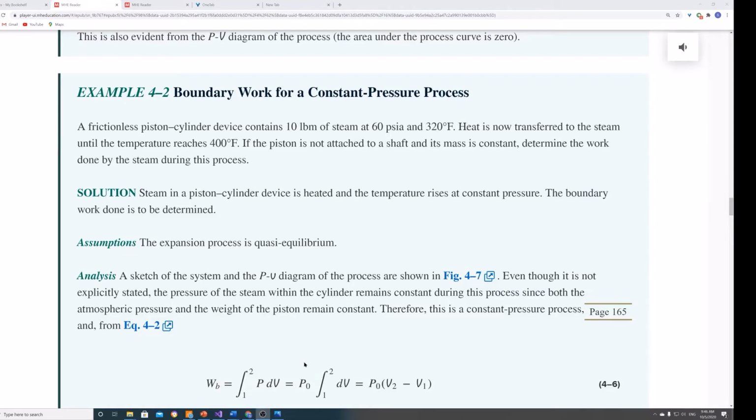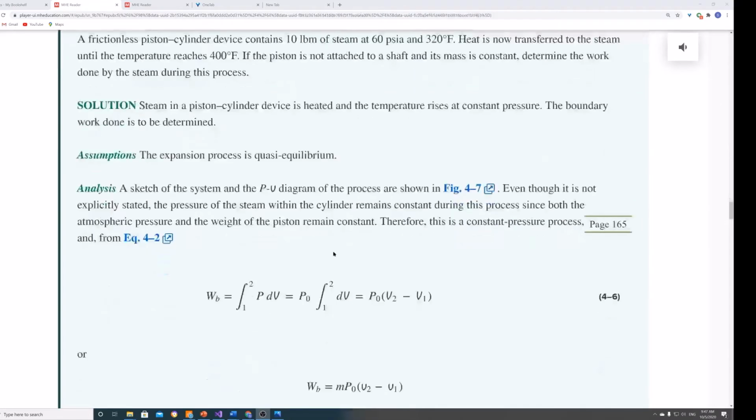And one of the things we saw from this is that the pressure is constant, so we can just pull that outside of the integral. And then we have our two states from 1 to 2. So we pull it out, and of course when we do the integration, it's just going to be V2 minus V1. All right?